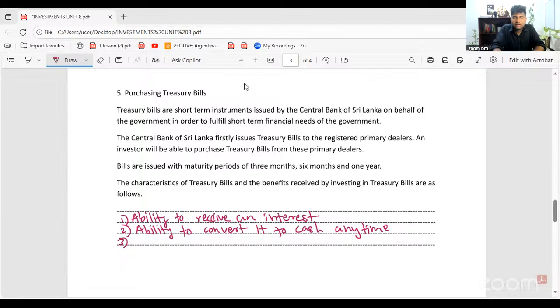So do we receive the interest at once when we purchase the treasury bill? No, at the end. You purchase it, and after 3 months at the maturity, you will get the interest. That is the normal procedure.